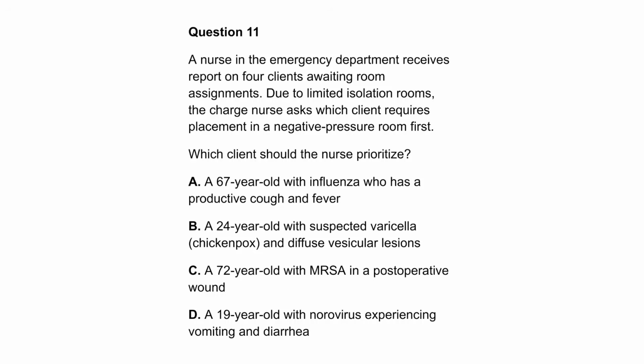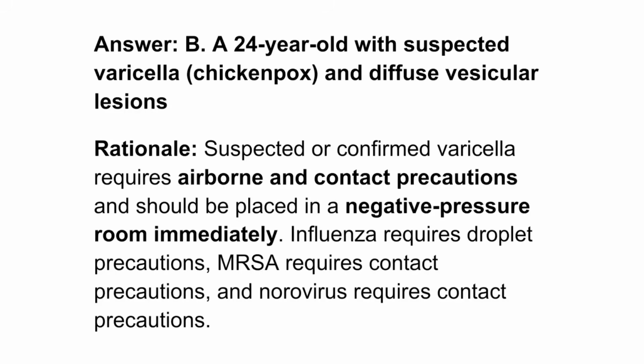C. A 72-year-old with MRSA in a postoperative wound. D. A 19-year-old with norovirus experiencing vomiting and diarrhea. Answer: B. A 24-year-old with suspected varicella, chickenpox, and diffuse vesicular lesions. Rationale: suspected or confirmed varicella requires airborne and contact precautions and should be placed in a negative pressure room immediately. Influenza requires droplet precautions, MRSA requires contact precautions, and norovirus requires contact precautions.